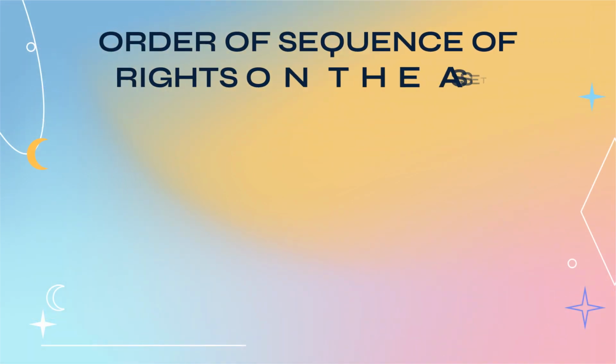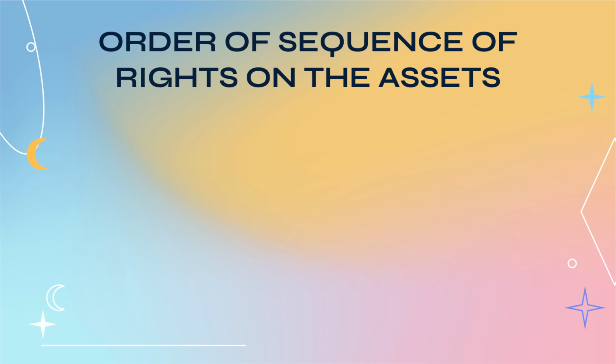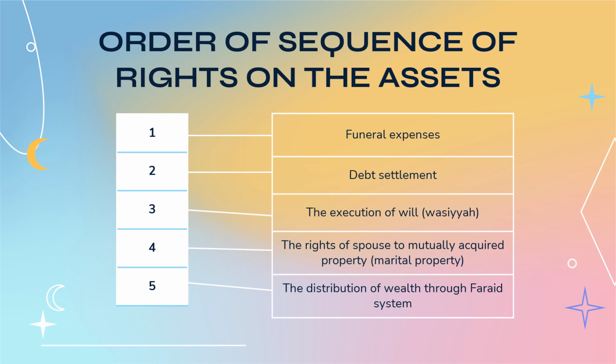Do you know there is an order of sequence of rights and obligations of the heirs on the assets before the distribution of wealth? The first thing to do is to pay the funeral expenses of the deceased. The second thing to do is to settle any debts that the deceased may have. This includes the performance of Hajj on the deceased's behalf if the deceased has not done it during his lifetime. Also, not to forget, it also includes the payment of mahar. And then, the third thing to do is to execute the will, which is wasiyah.